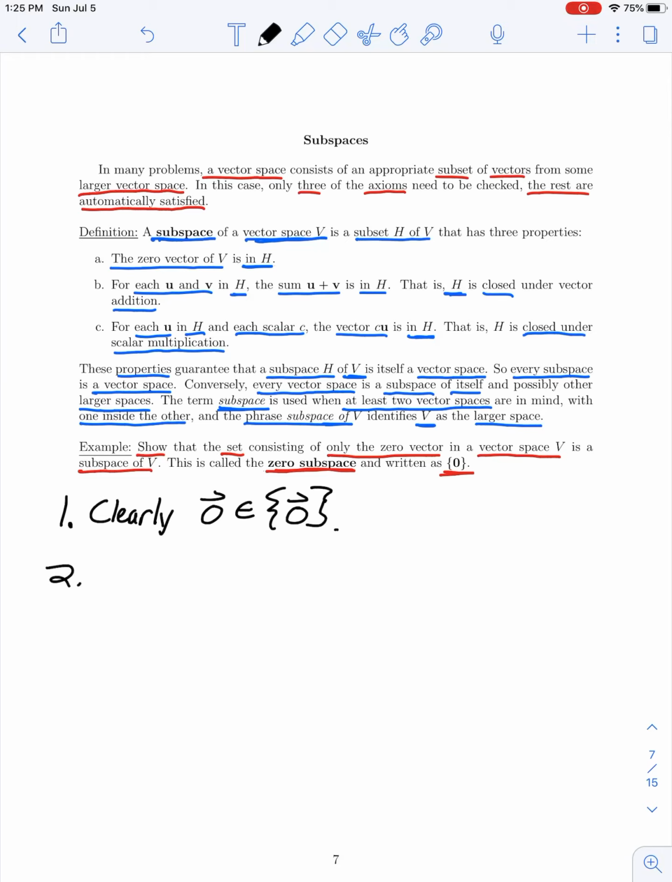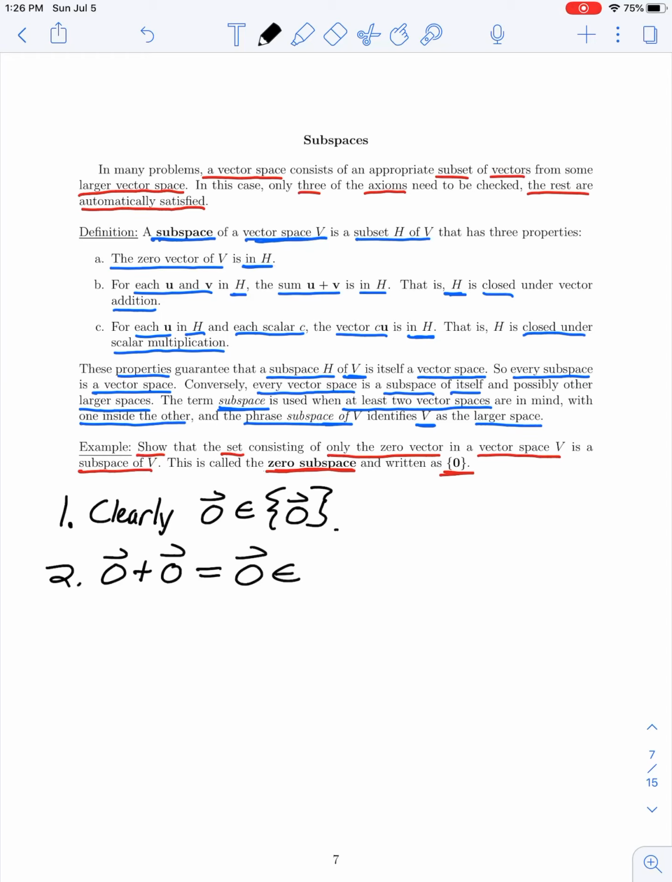Now, the second property that we have to check for a subspace is that it's closed under vector addition. That is, for any two vectors in our space, the sum is still in the space. For the zero subspace, the only vector in that subset is the zero vector. So when we talk about taking the sum of any two vectors in our space, the only vectors that we can choose from are the zero vector. The sum of the zero vector with itself, by definition, is the zero vector, because if you add the zero vector to any vector, you get back the same vector.